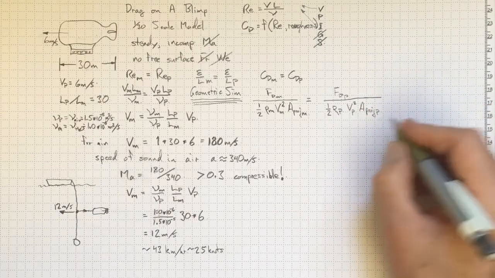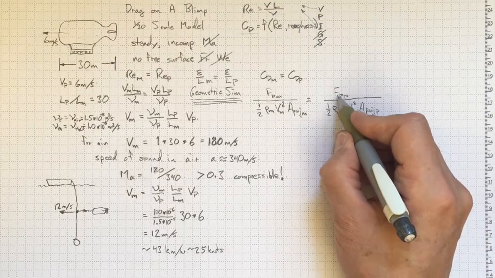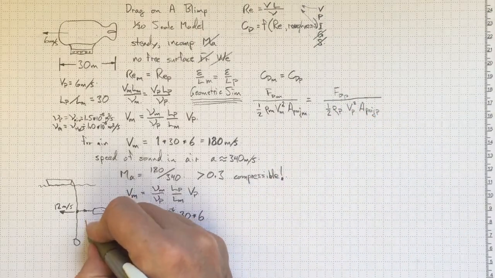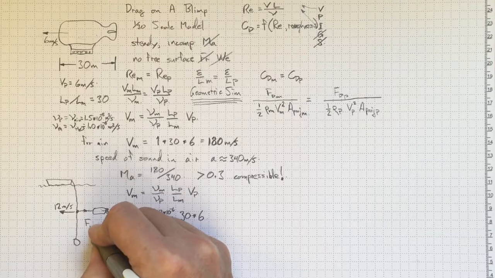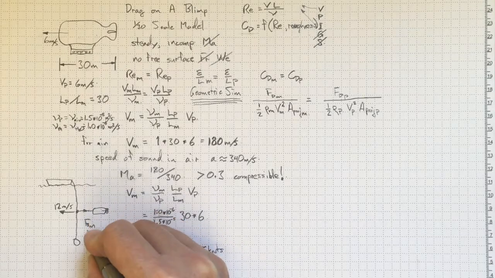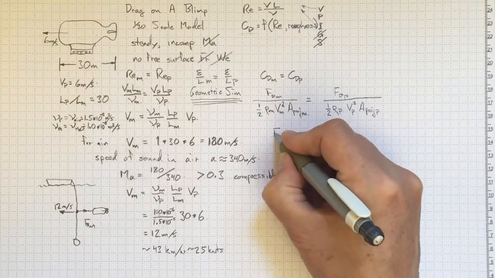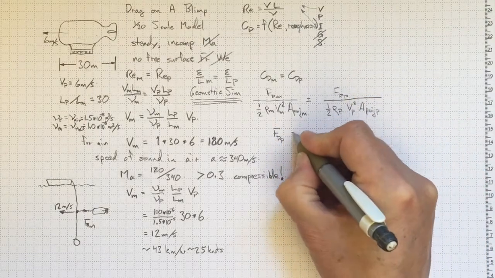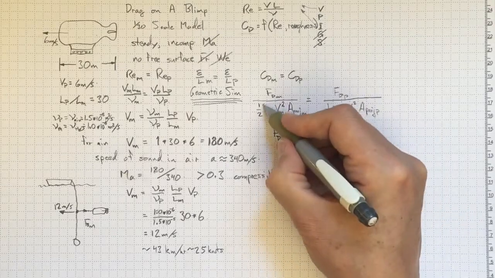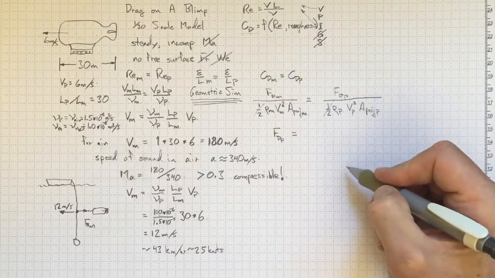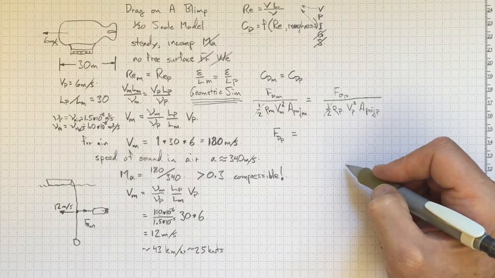Now, let's rearrange this to find out how to translate what we're going to measure here in the model, the force of drag on the model. How can we translate that to predict the force of drag on the prototype? Rearranging, the force of drag on the prototype will be equal to, well, we can cancel out those factors of 1/2 because they appear on both sides.